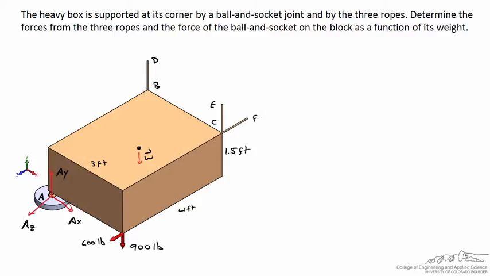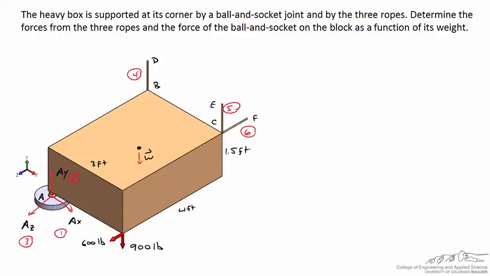One thing to consider is the number of unknowns that we have in the problem. We'll want to make sure that we can actually solve this thing. So we've got AX, AY, and AZ as the first 3 unknowns. The fourth unknown is the force in rope BD. The 5th unknown is the force in rope CE, and the 6th unknown is the force in rope CF.